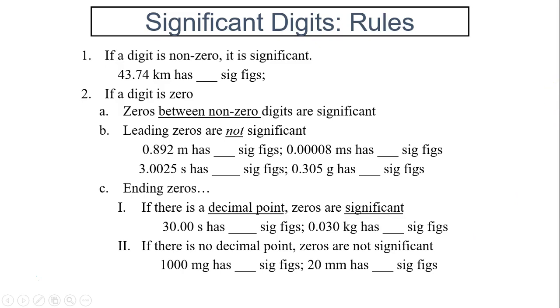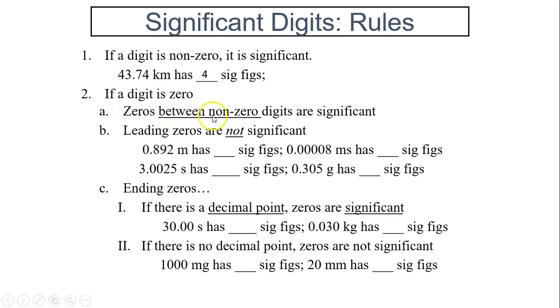Now, what are the rules to determine significant figures in a measurement? So if a digit is a non-zero, it is significant. For example, 43.74, all digits are non-zero, so everything is significant. So there are 4 sigfigs. Now, if it is 0, there are 3 scenarios. 0 can be between non-zero digits. 0 can be the leading zeros or can be ending zeros.